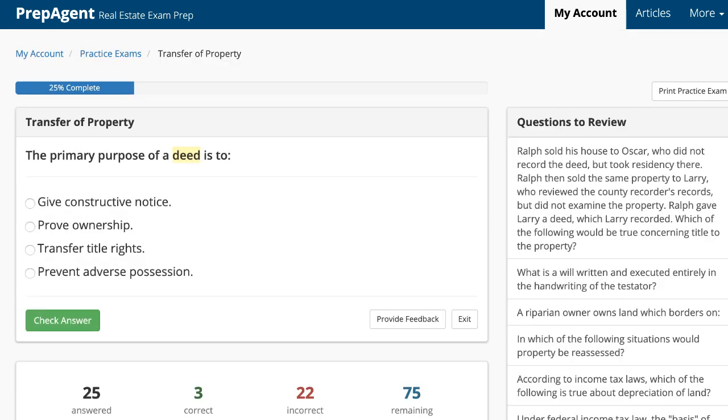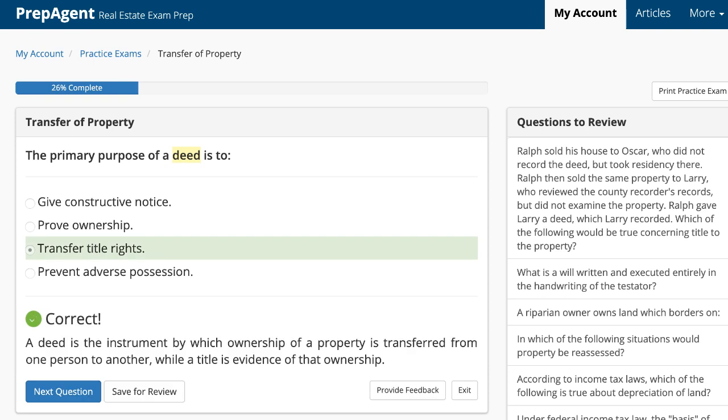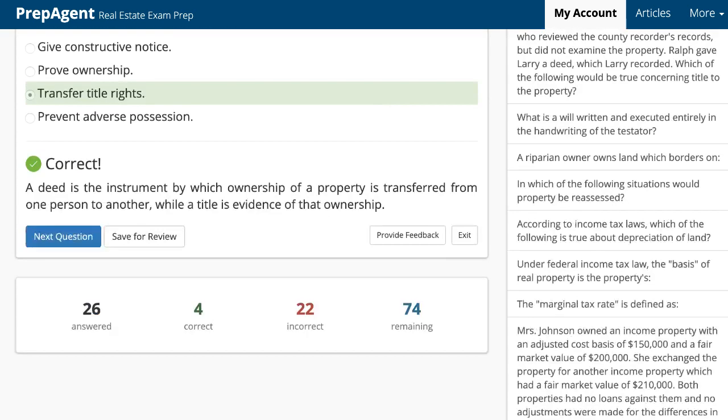Okay, we went over this when we started the webinar today. The primary purpose of a deed is to A, give constructive notice, B, prove ownership, C, transfer title rights, or D, prevent adverse possession. This one should be pretty simple. And the answer is C, transfer the title rights.